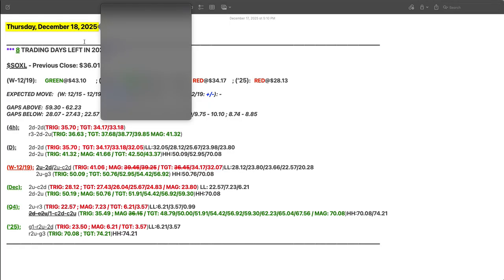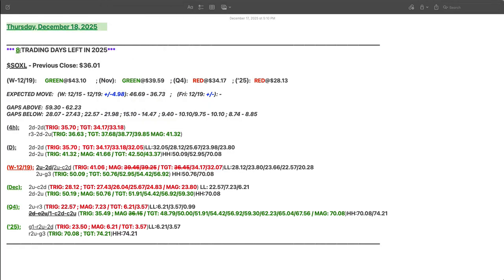So for Thursday, December 18th, there will be 8 trading days left in 2025. Is that right? I might have to double check. That seems a little bit low. I might be off by my count, but I believe there's 8 trading days left in 2025. The close price on Wednesday, December 17th was 36.01, meaning that the week is red, right? Because we're below 43.10. So, right, these time frame continuity indicators here show that the week will flip green at 43.10.